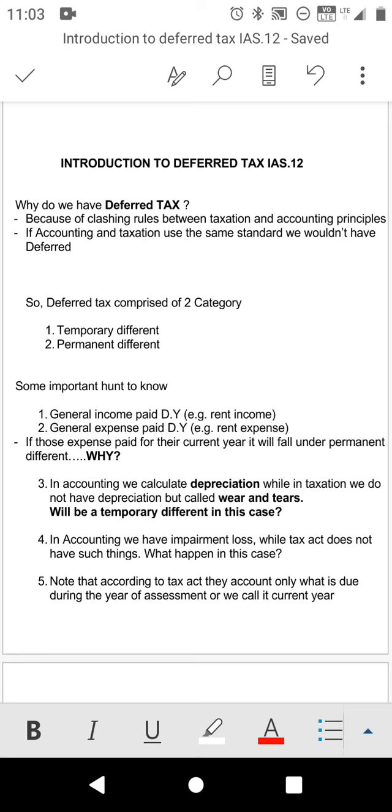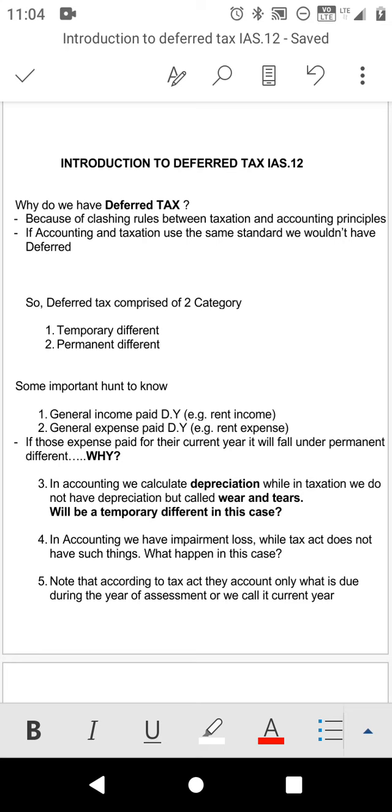you have to ask yourself the question, why do we have this standard? Why do we have IAS 12? Was it necessary for curriculum developers to do IAS 12? All right, we have to find that out first. Okay, yes.